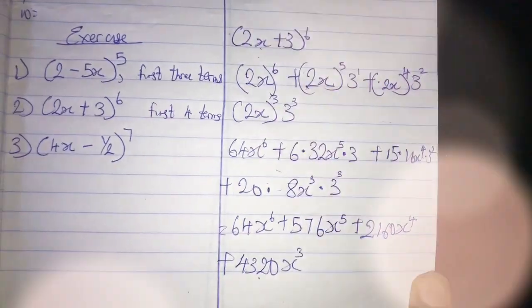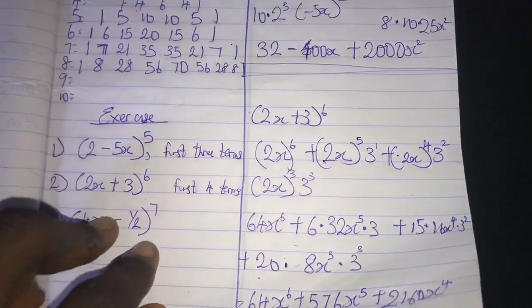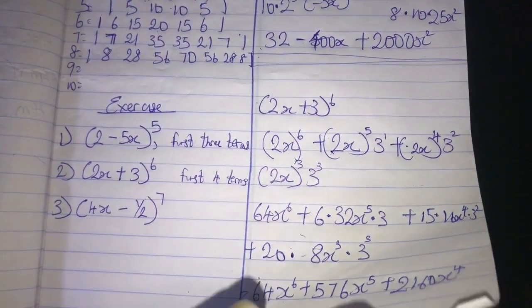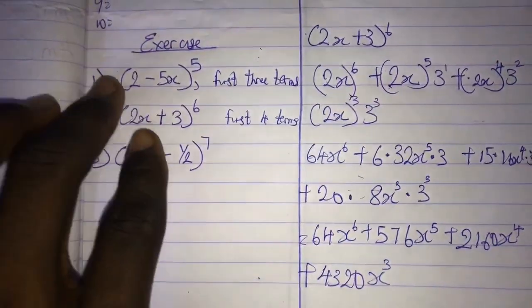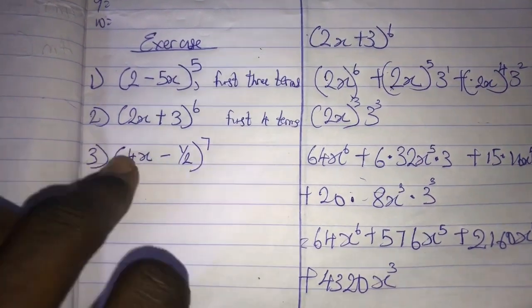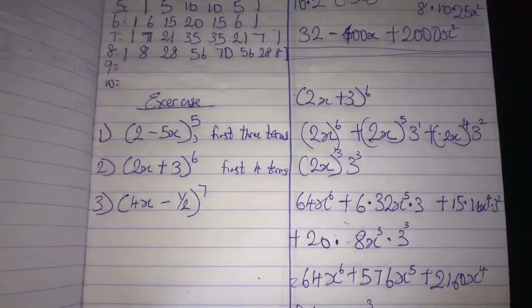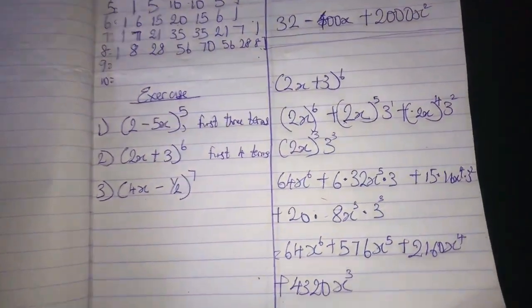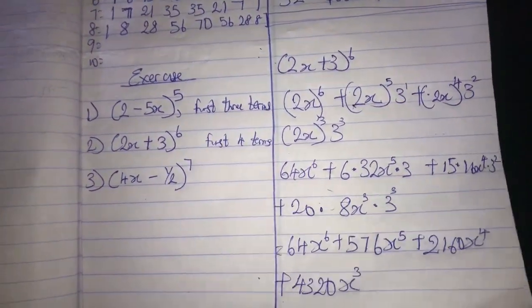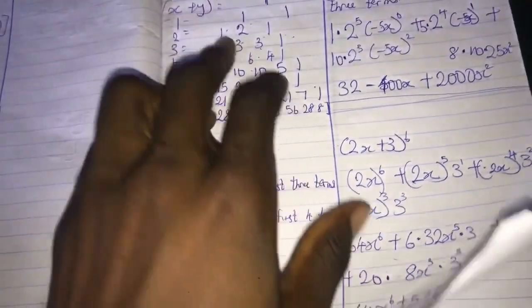This is the answer. And since I've done 2 of these, I want you to try number 3, following the exact same steps. I'm sure you're going to get it. This time around, I want you to expand completely for better understanding. So that's not all about binomial expansion. I only taught you binomial expansion with positive power using Pascal's triangle, and I'm sure you understand how I use this Pascal's triangle.